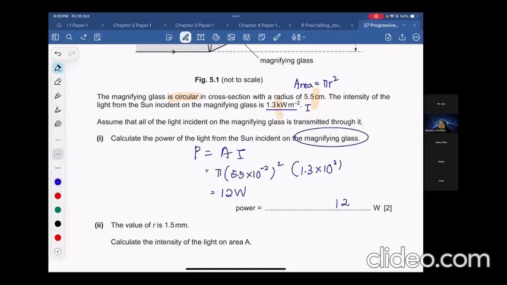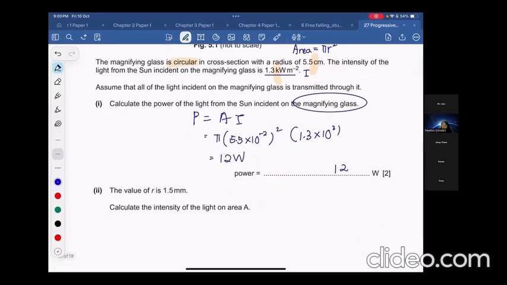12 watt. Vashini correct. Wesley correct. Kai Chen correct. Bo Yang, yes. Okay, Bo Yang is here. Power is equal to AI. AI is very powerful. 12.4, no problem. I think I just rounded to two significant figures. If you do the calculation and get 12.4, also no problem. Two to three significant figures.